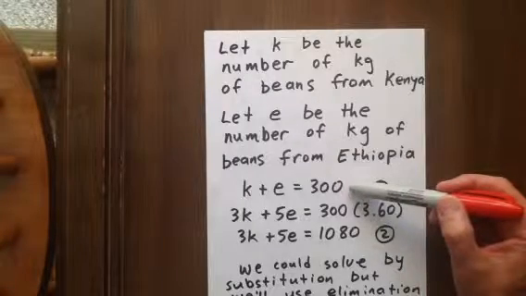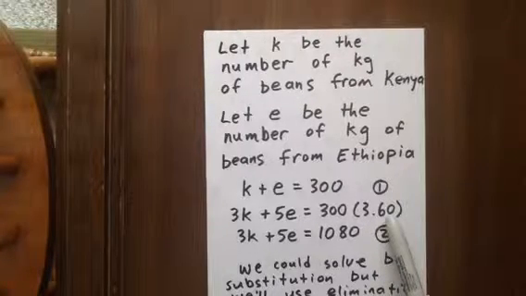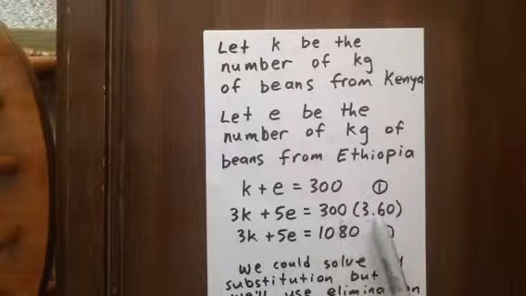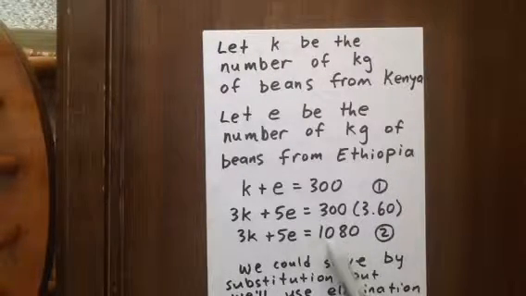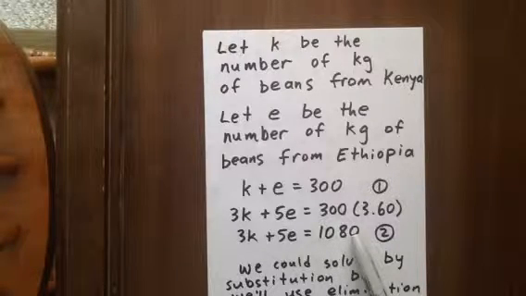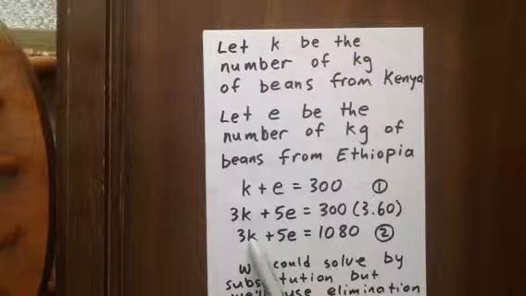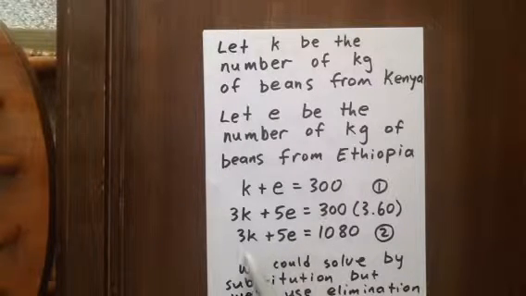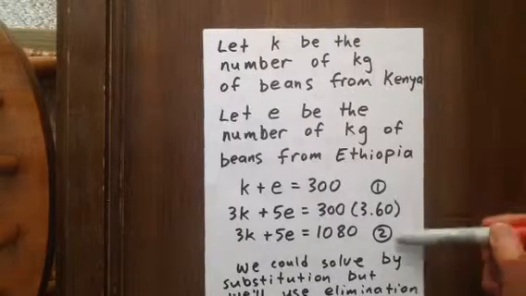Now the final mixture was 300 kilograms, so K plus E is 300. The final mixture came in at $3.60 per kilogram. Now if there were 300 kilograms, the grand total of 300 kilograms times $3.60 per kilogram is $1,080. The value of the Kenyan beans was $3 times the number of kilograms, and the value of the Ethiopian beans was $5 times the number of kilograms. So we can say that 3K plus 5E equals 1,080, and we've got our 2 equations.